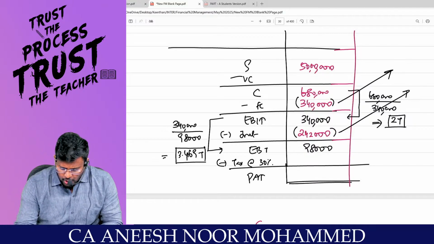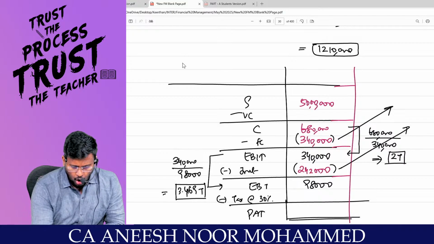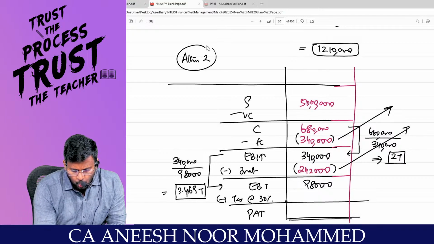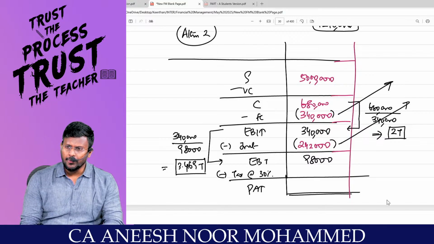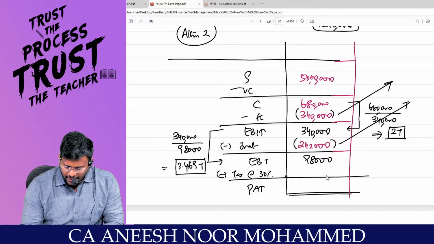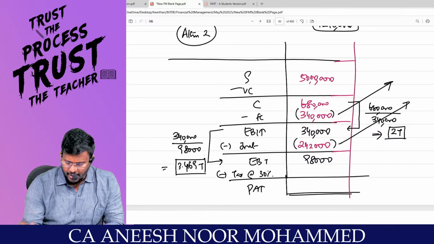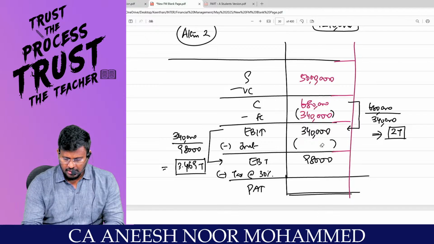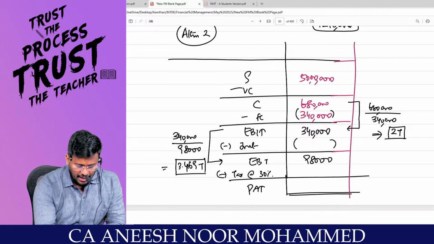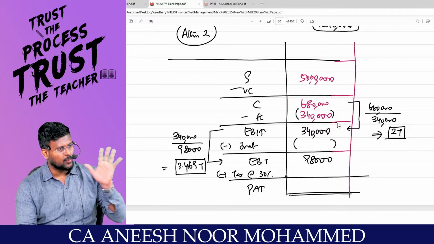So my dear lovable students, in this alternate number 2, we have assumed the fixed cost as fixed. Comfortable? So we got the operating leverage. By applying the operating leverage, we got the contribution. What is the contribution? 6,80,000. Sir, I have believed that 3,40,000 is the what cost? Fixed cost.